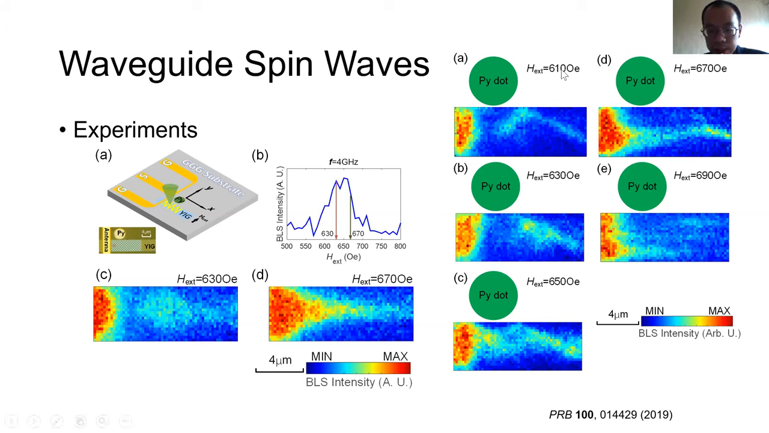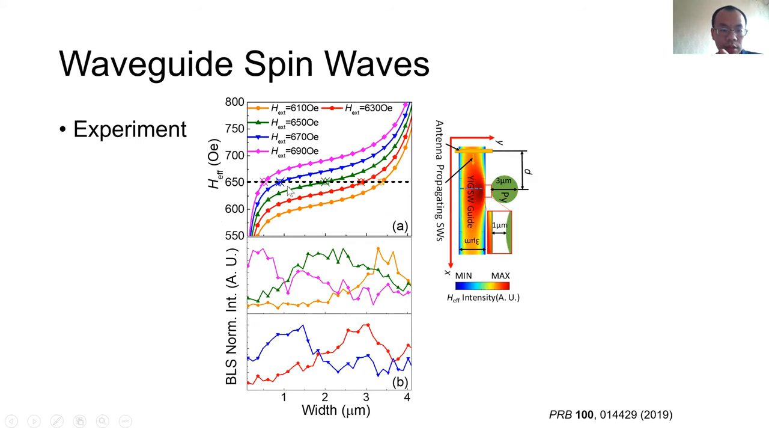Also, I noticed that with the increase of the external field, the spin waves would flow toward the permalloy dot or be expelled by the permalloy dot. To figure out the reason, I also did the simulation and scanned along the width under different external fields. In the simulation, I found that the spin waves can propagate with the highest efficiency under the 650 Oe external field.